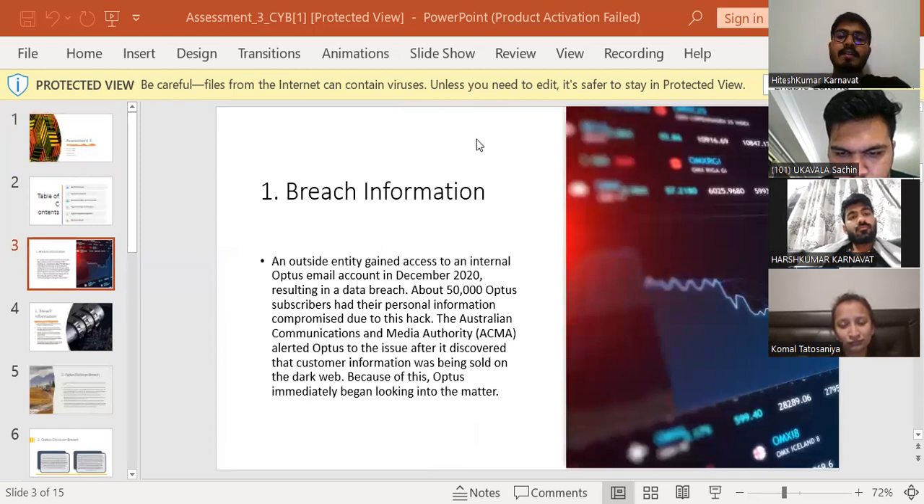An outside entity gained access to an internal Optus email account in December 2020, resulting in a data breach. About 50,000 Optus subscribers had their personal information compromised due to this hack. The Australian Communications and Media Authority (ACMA) alerted Optus to the issue after it discovered that customer information was being sold on the dark web. Because of this, Optus immediately began looking into the matter.